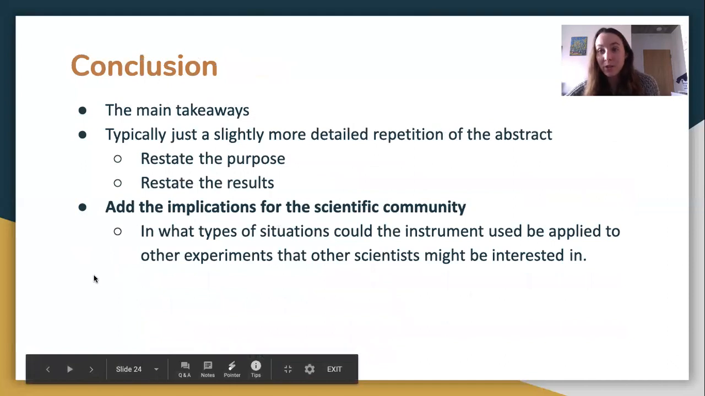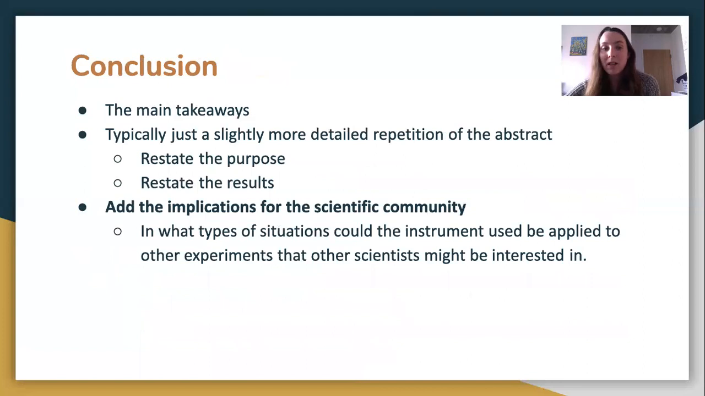Okay, lastly, the conclusion section. This is kind of the main takeaways. You're summing it all up again. It's usually like a slightly more detailed repetition of the abstract. You want to restate those purposes, restate your results. You do want to add in this last thing, which is implications for the scientific community. Namely, in what type of situations could the instrument be applied to other experiments? You want a scientist to read your report and at the end be thinking, that's really interesting. I wonder if I could use that somehow. So you want to just give a little bit of information about how this instrument vaguely could be used elsewhere.